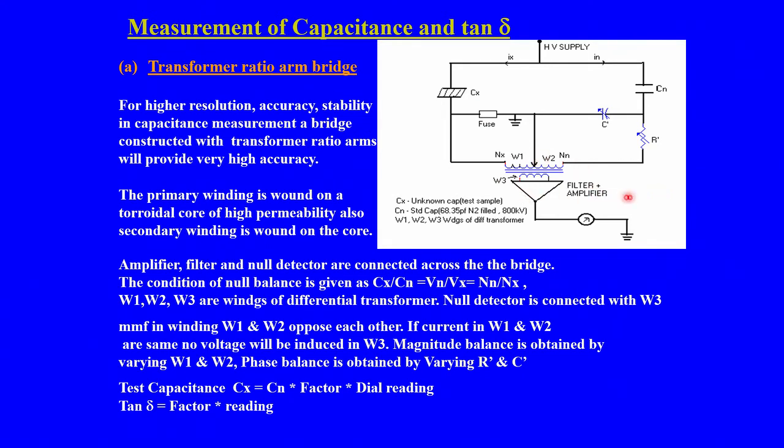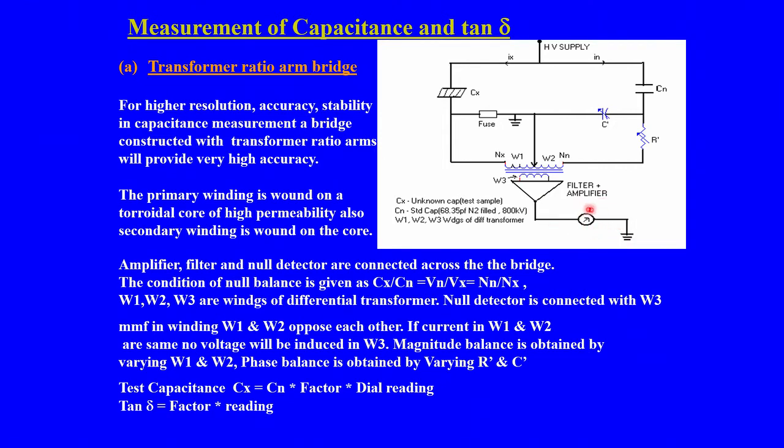So, we have a filter plus a transformer here, again a meter which is connected. So, here the primary winding particularly is wound on a toroidal core of high permeability, and also the secondary winding is wound on a core of high permeability. The amplifier, the filter and the null detector, which is shown here, are connected across the bridge.